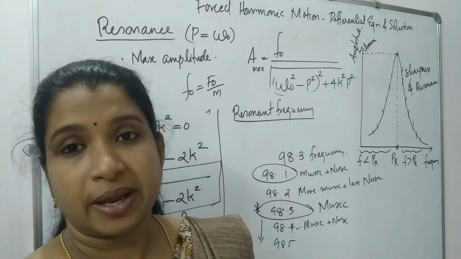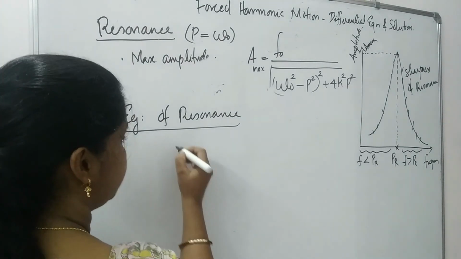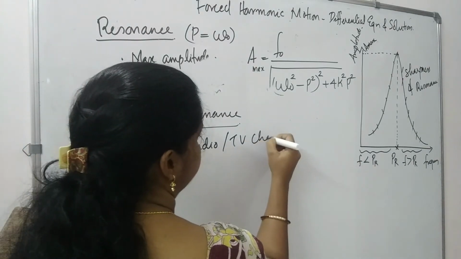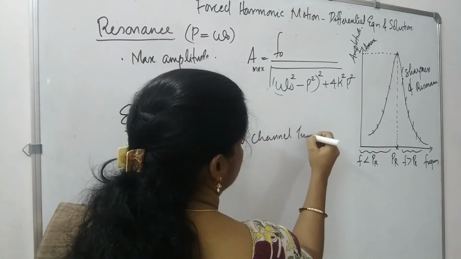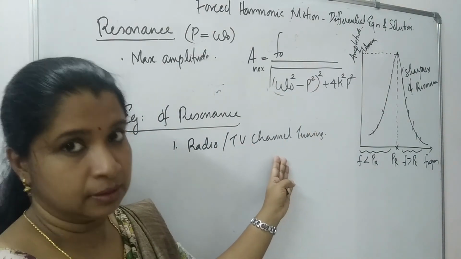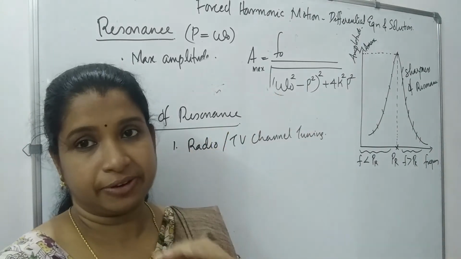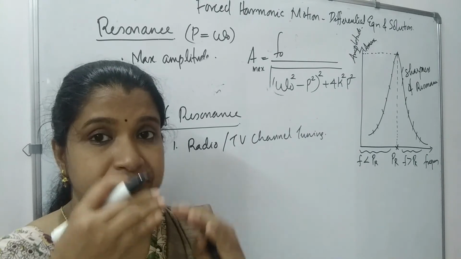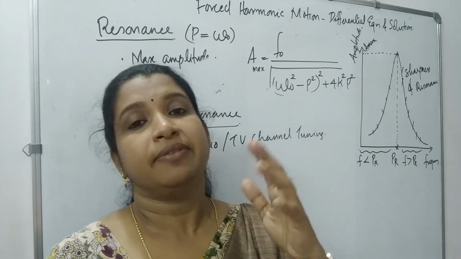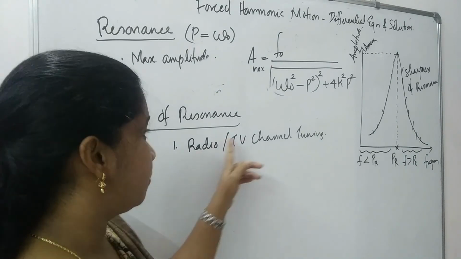Then we have to explain some examples of resonance. First one is radio or TV channel tuning. We just explained this case. When the radio signal frequency, the natural frequency of that radio station, becomes equal to the receiver frequency of our device, we can hear the music or we get the TV channel. That is one example of resonance.